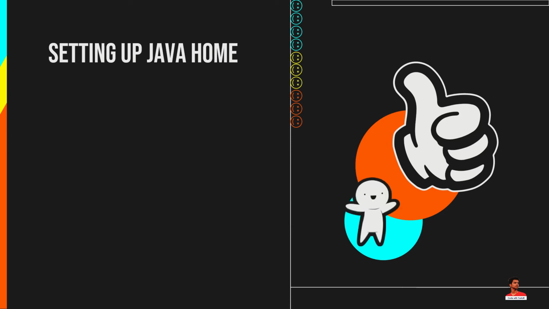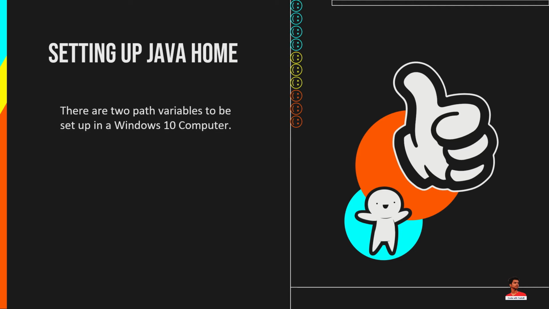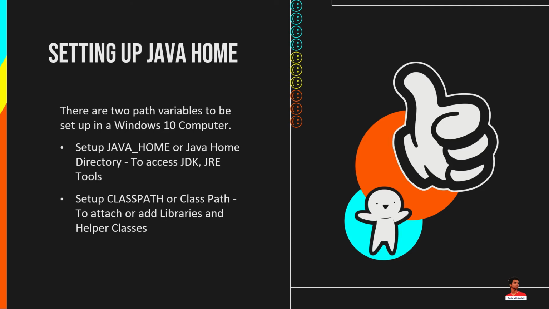Setting up Java environment in Windows is nothing but adding Java installation path to operating system variables. It is called setting up Java home. There are two path variables to be set up in Windows. Set up Java home directory to access JDK JRE tools, and second is set up class path to attach or add libraries and helper classes.